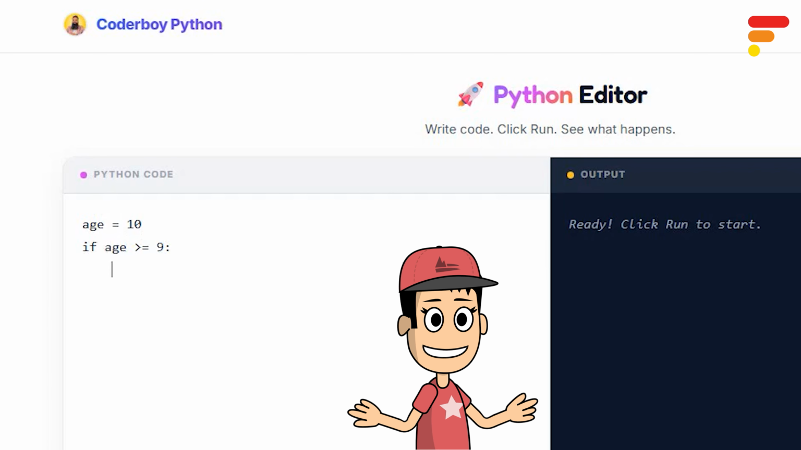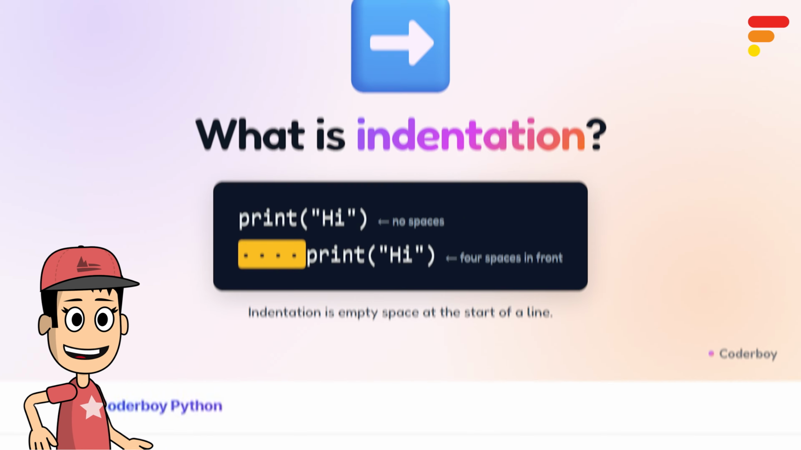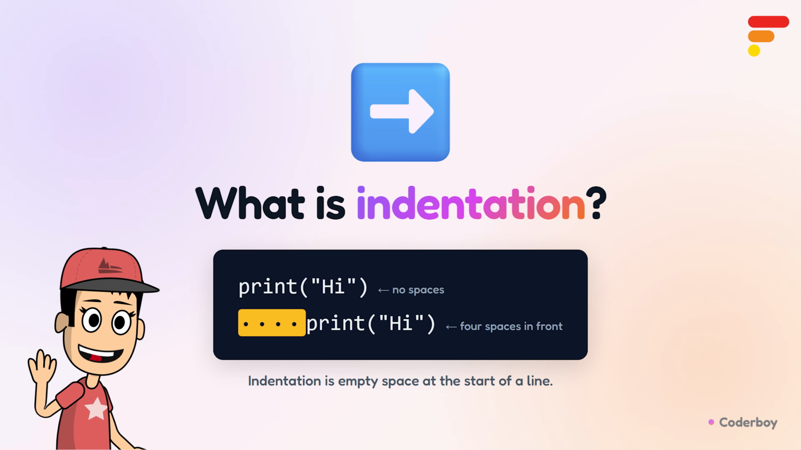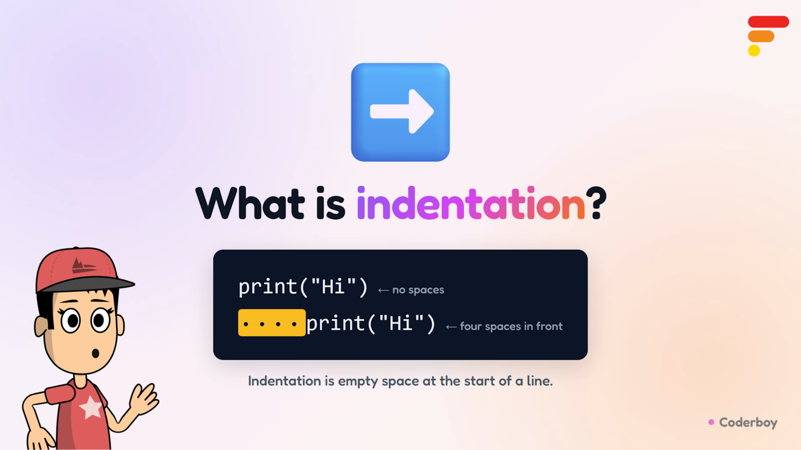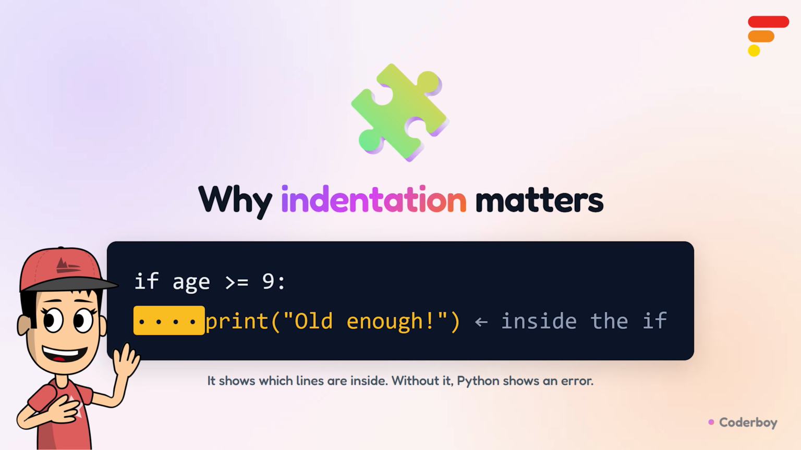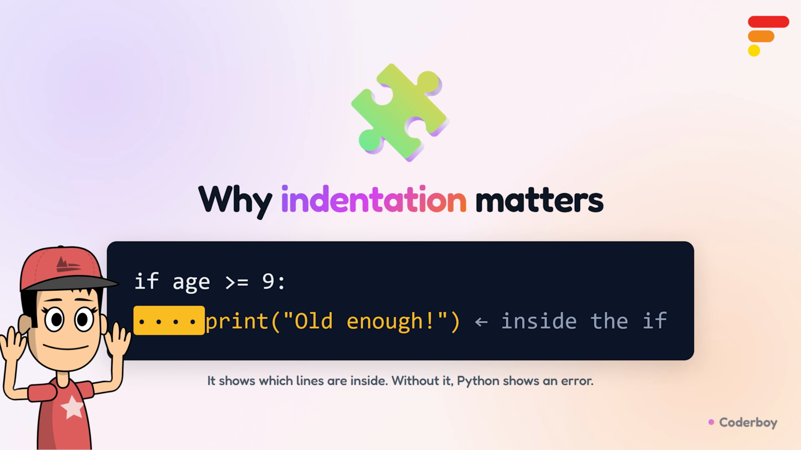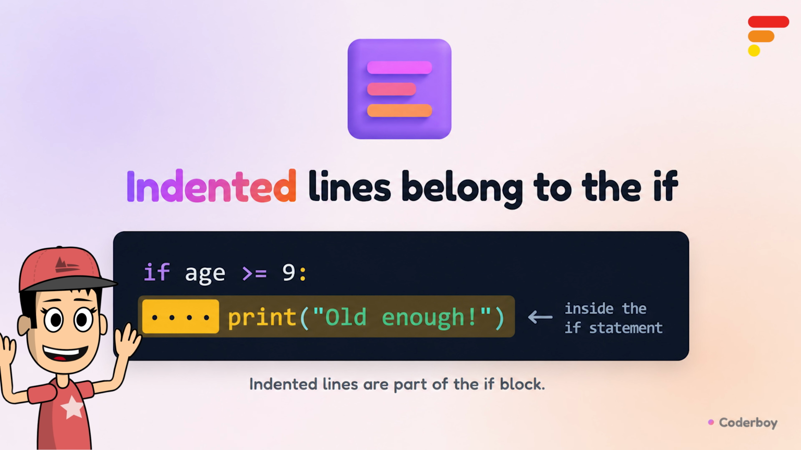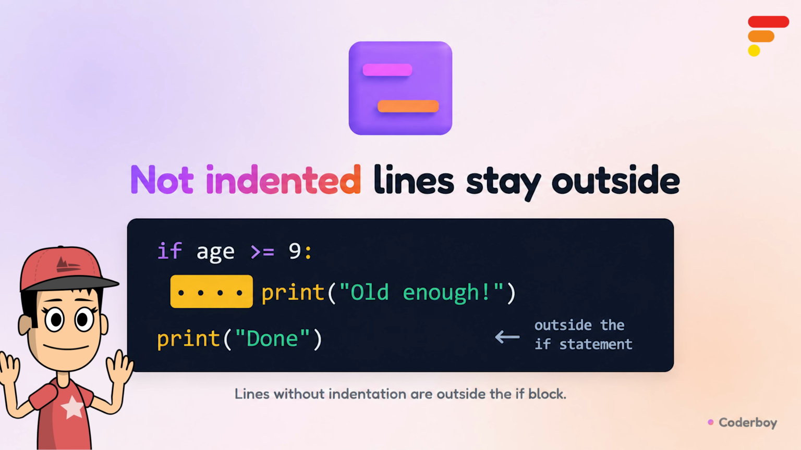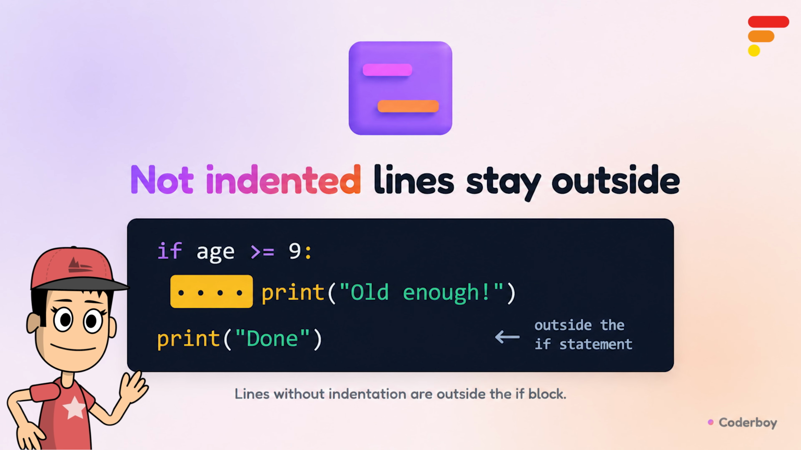These spaces are called indentation. Indentation means moving a line of code inward using spaces. In Python, indentation is very important. It tells Python which lines belong together. Think of it like putting code inside a special box. Any line that is indented belongs to the if statement. Any line that is not indented belongs outside the if statement.